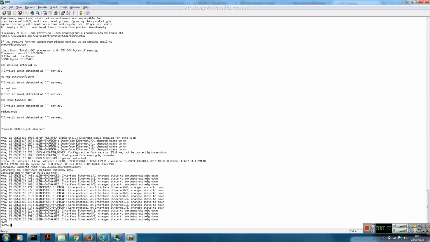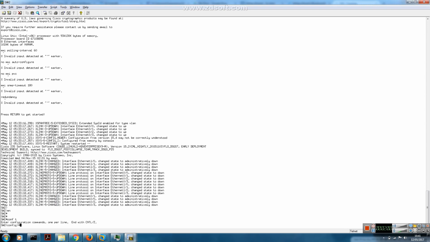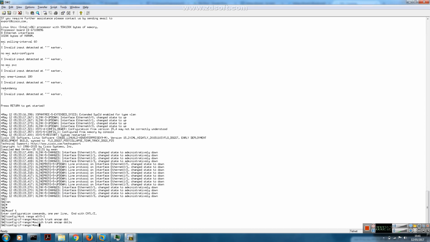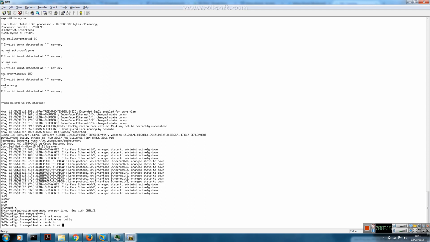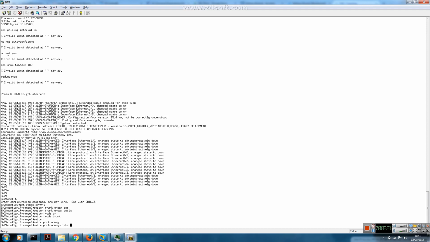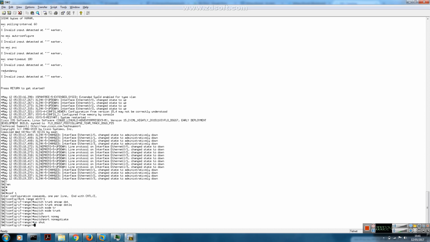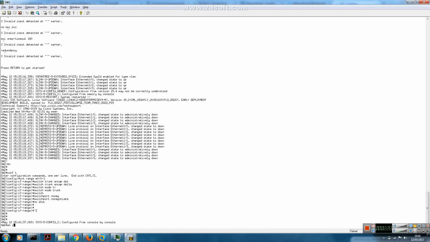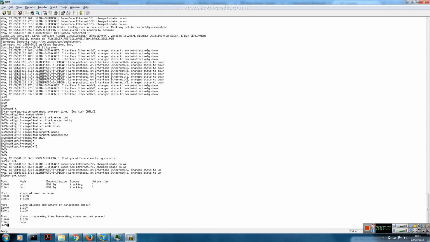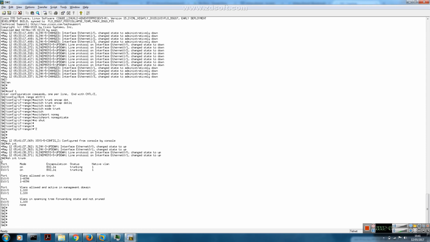So moving on to switch 2. And again, sticking with the nonegotiate and no shut. So let's have a look again. Right, the 2 ports have been configured.